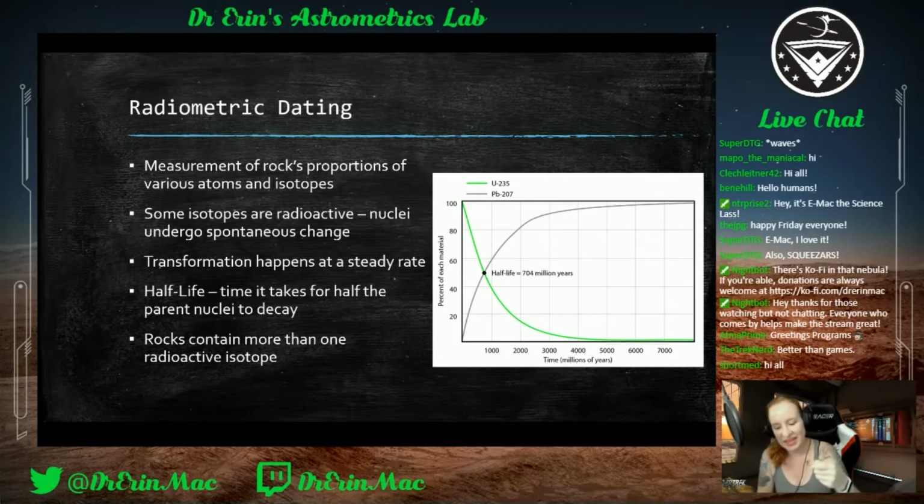And typically you'll have an equal number of protons and neutrons, but sometimes the number of neutrons can change.